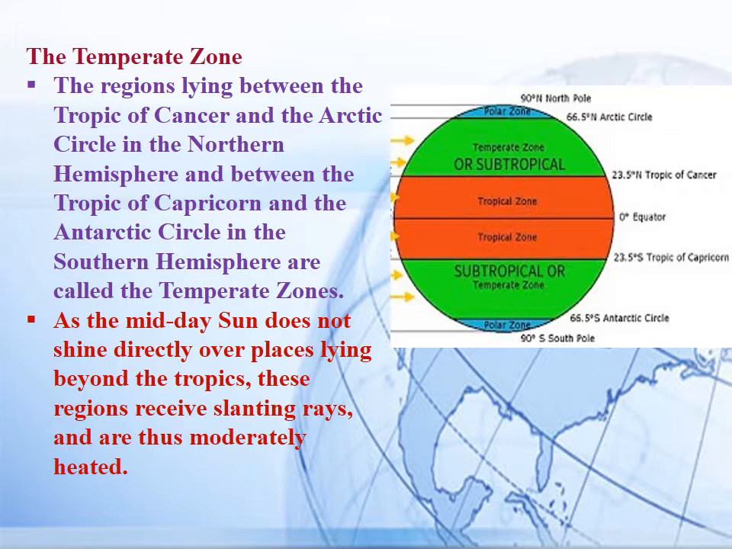The temperate zone. The regions lying between the Tropic of Cancer and the Arctic Circle in the northern hemisphere and between the Tropic of Capricorn and the Antarctic Circle in the southern hemisphere are called the temperate zones. As the midday sun does not shine directly over places lying beyond the tropics, these regions receive slanting rays and are thus moderately heated.